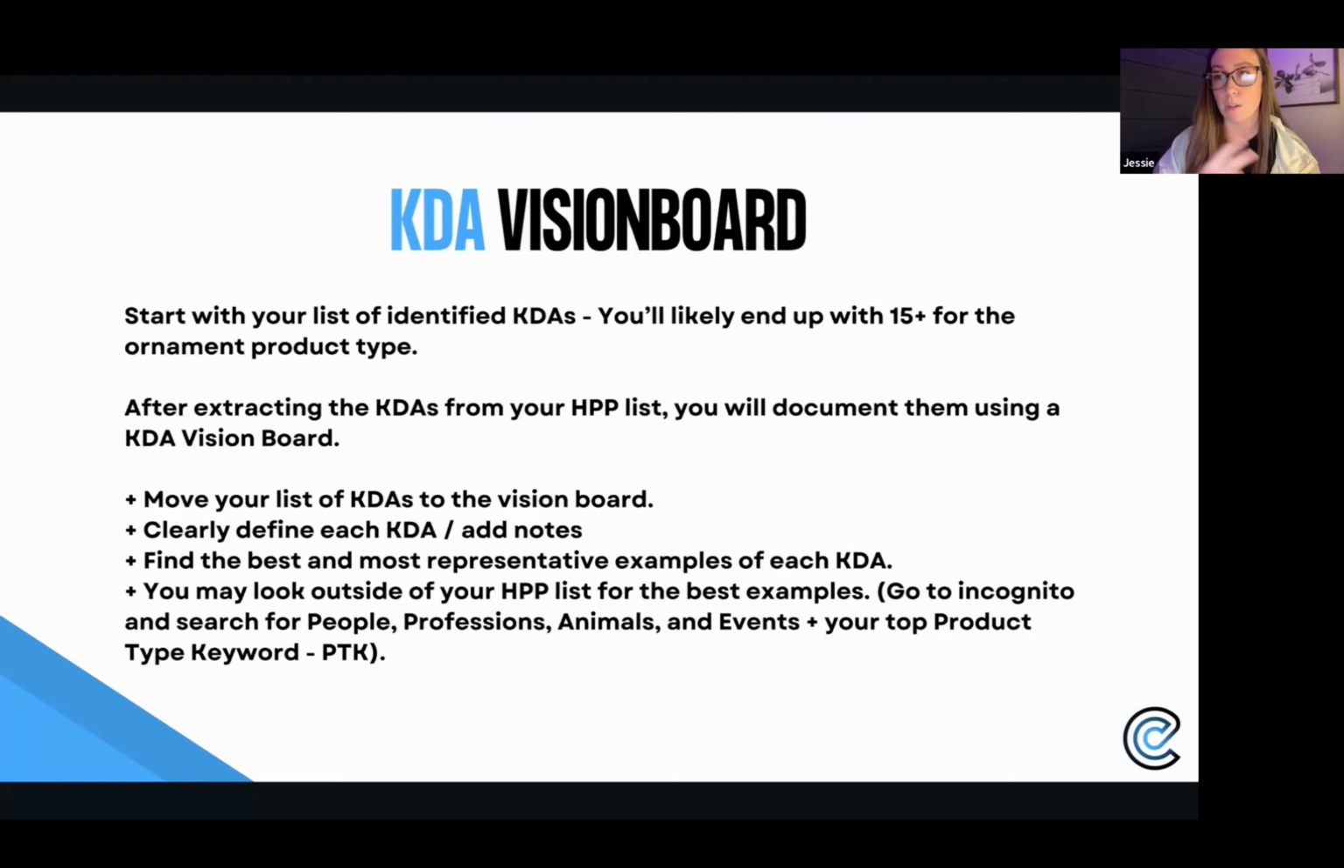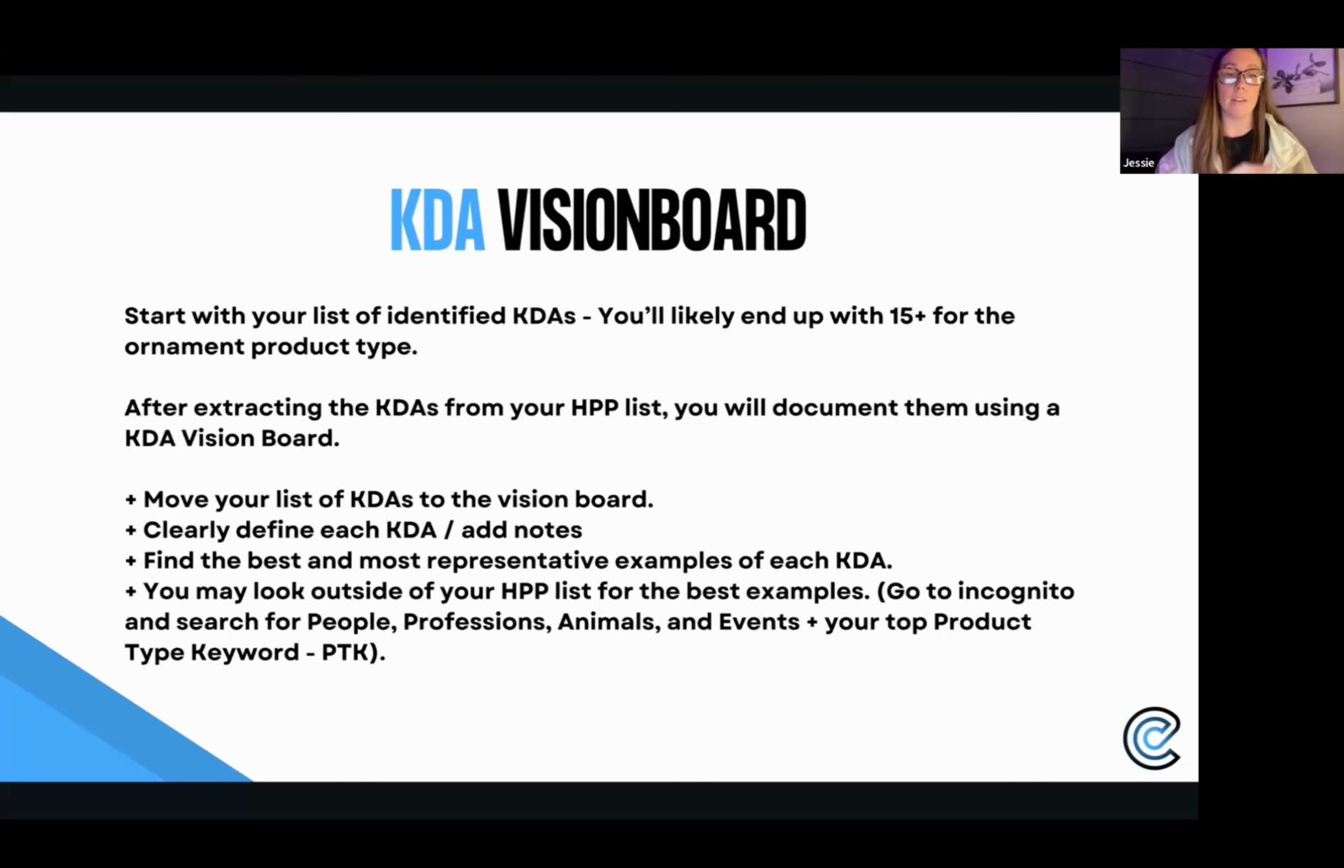And we're going to talk about 2 ways that you can do this. You're going to move your list of KDAs to the vision board, and then you're going to clearly define each KDA. I'm going to show you an example in a minute. You're going to add notes and have photos. Find the best and most representative examples of each KDA.